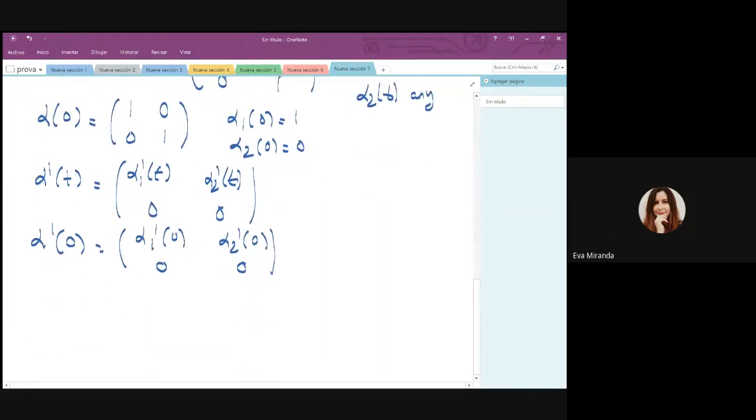Now, if I think of generators, I may want to detach alpha 1 from alpha 2. It's convenient. I can get one generator from alpha 1 and another generator from alpha 2. So now I'm going to consider two different generators.